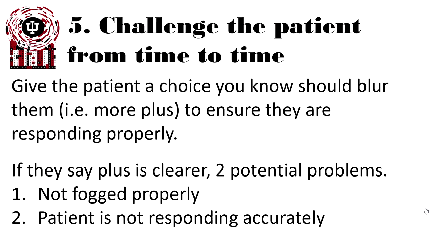Number 5, challenge the patient from time to time. Give the patient a choice you know should blur them. Obviously, more plus ideally, to ensure that they're responding properly. So if you give them a click of plus, they should say that choice is worse than the previous option. If they don't, and they say the more plus is the better option, there are 2 clear potential problems. Number 1, you didn't fog properly to begin, so there's more hyperopia or over-minusing present. The second option is the patient isn't responding accurately. They're not paying attention, or they're having difficulty due to depth of focus, due to age, due to exposure times.